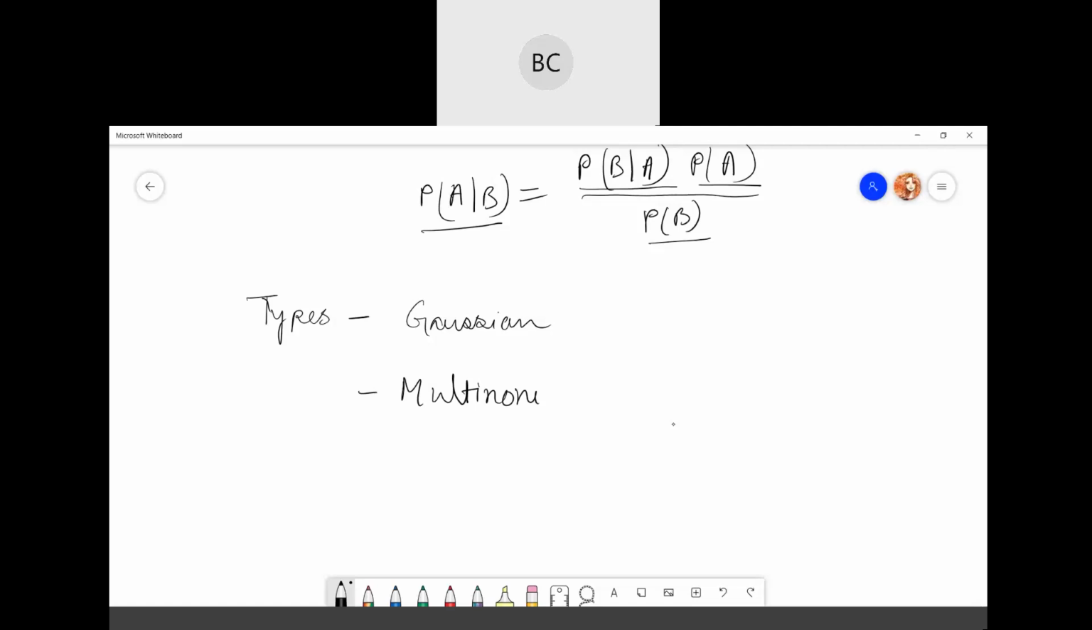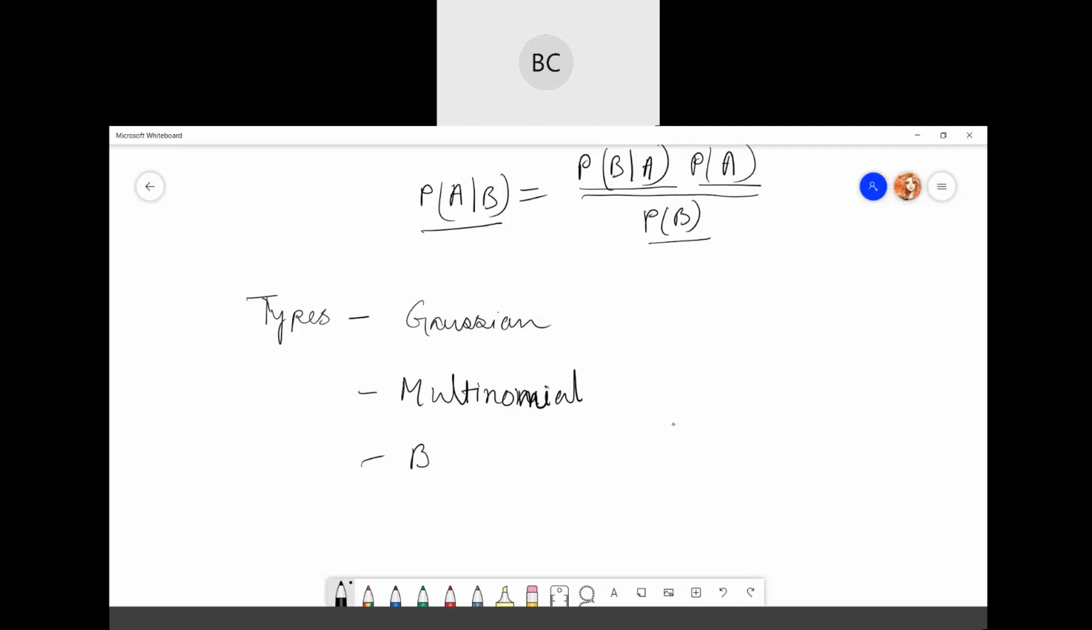Second is the multinomial. It is used when your data is multinomial distributed. The primary use of the multinomial type of Naive Bayes classifier is document classification. This classifier basically uses the frequency of words to predict what type of article it is.